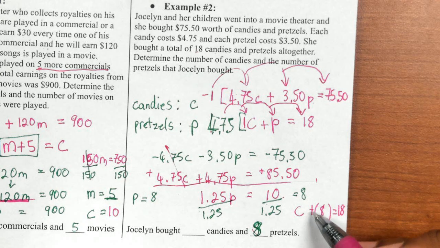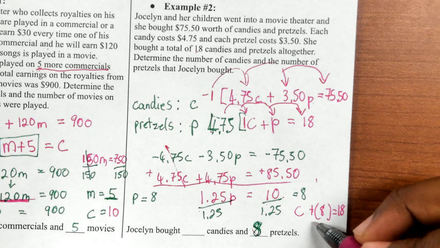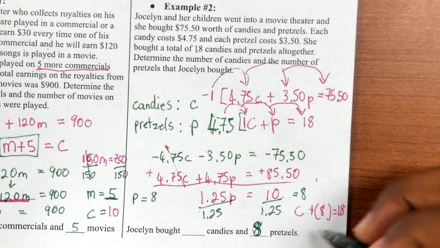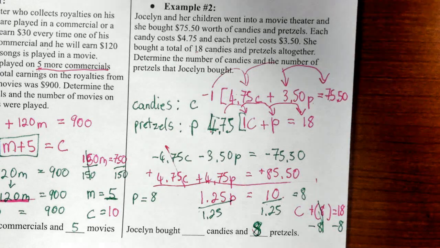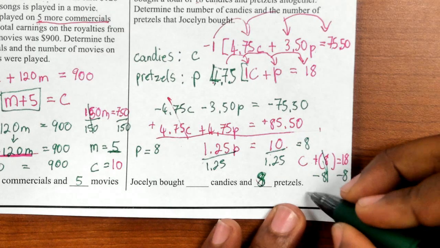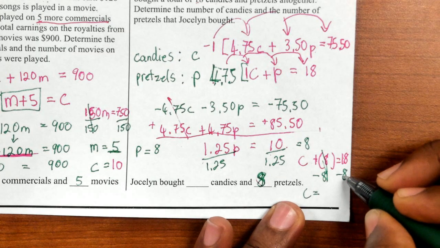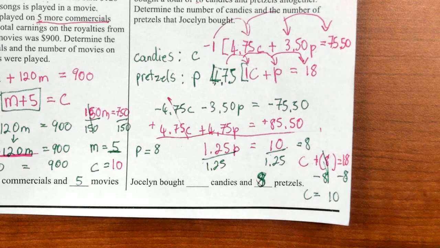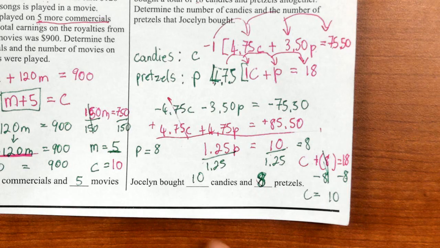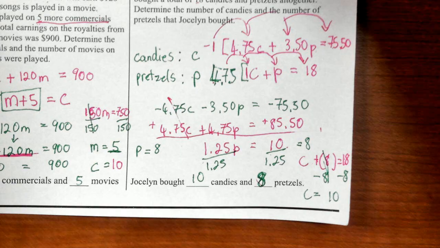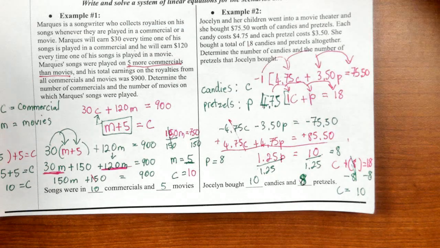Technically, in front of my 8 is a positive 1 in front of that parentheses, but positive 1 multiplied by 8 stays as an 8. So all I need to do now is to move the 8 to the other side by subtracting 8 on both sides. So your C is equal to 18 minus 8, which is 10. So I had 10 pieces of candies and 8 pieces of pretzels. So again, guys, just like that. All right.